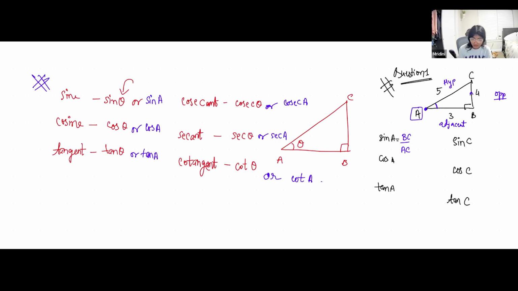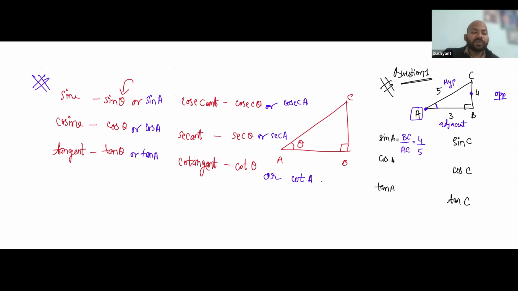Why am I saying this is important? Because next I'll change the angle, and I have taken the angle C here. So please be focused. Sine A is equal to my opposite, that is BC, over hypotenuse, that is AC. This BC is 4 and this AC is 5. And that's the sine A, my sine ratio. Clear?